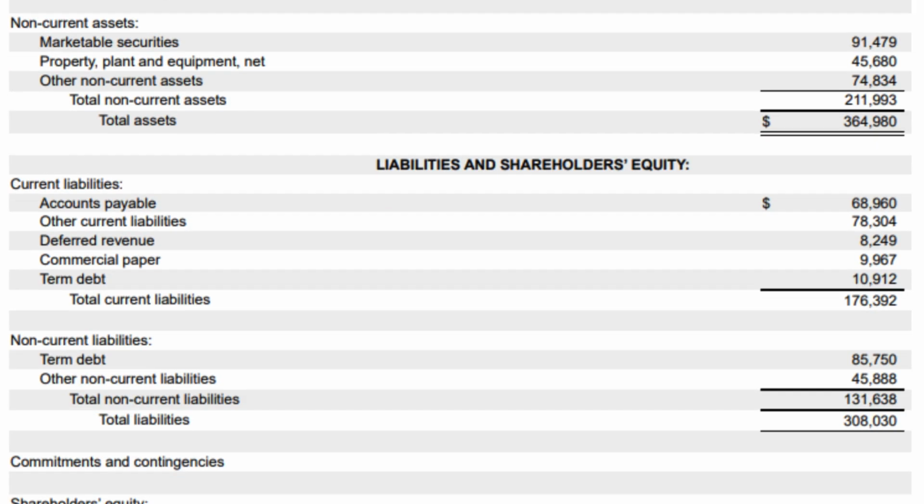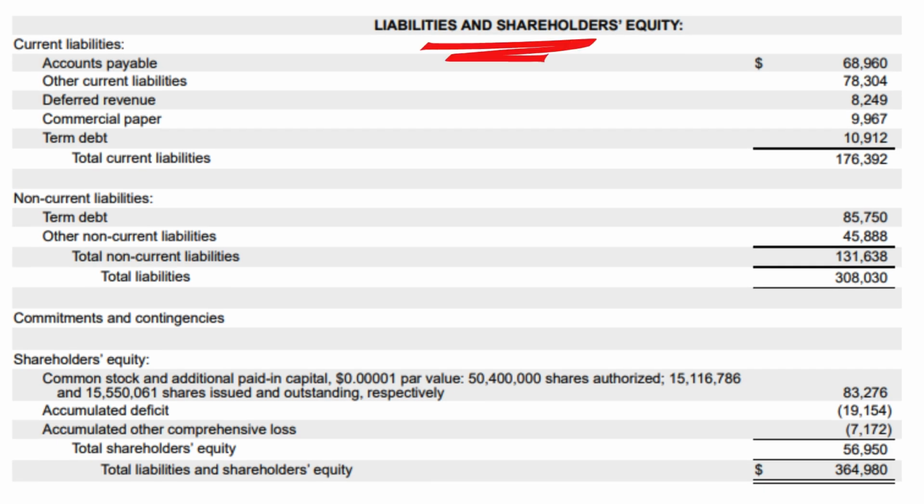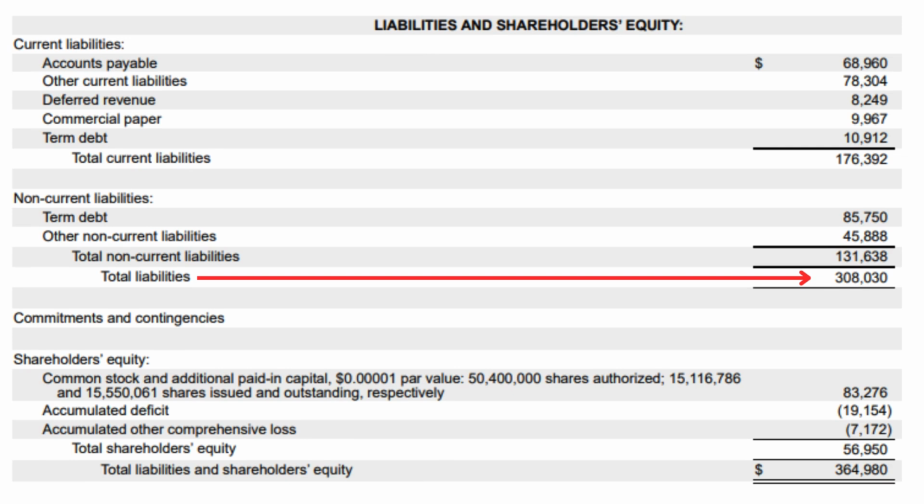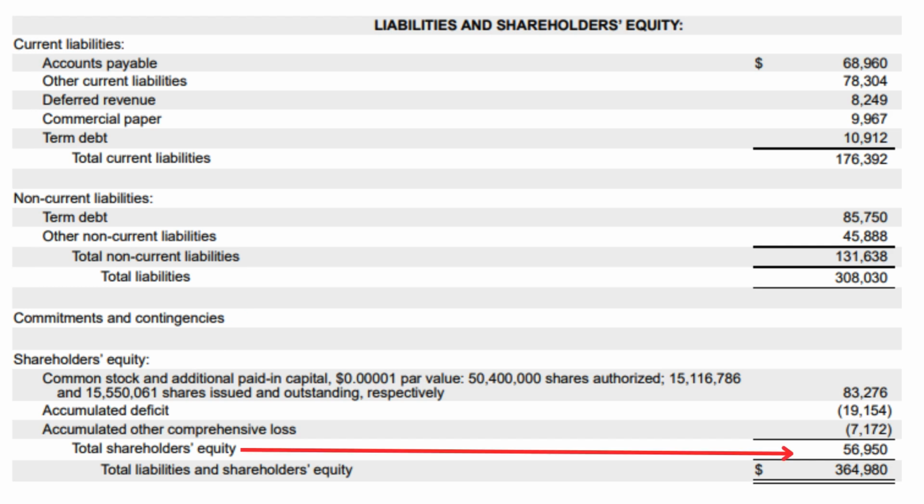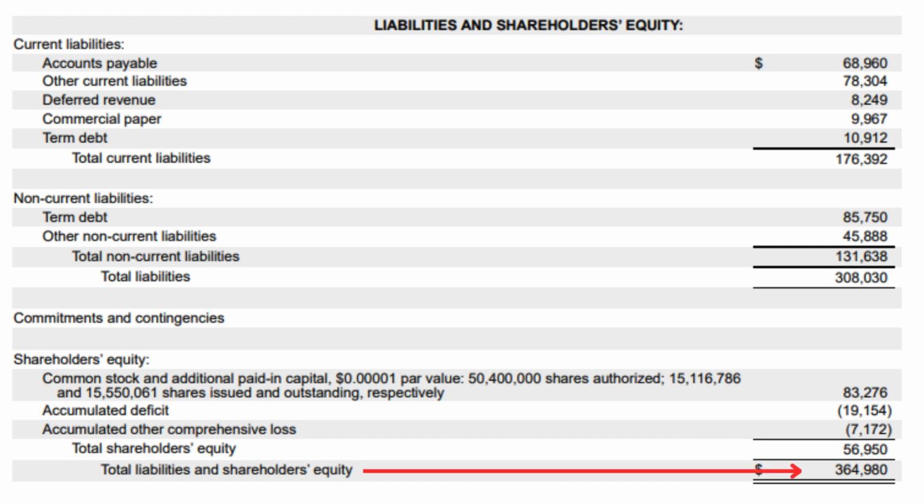Moving further down in the balance sheet, we get to the liabilities and equity section. We see that total liabilities are about $308 billion. Apple's liabilities include debt, payables that they are due to pay, etc. Looking further down at the shareholder equity section, we see that total shareholder equity is $56.9 billion. The final line is the sum total of liabilities and shareholder equity, which is $364.9 billion.